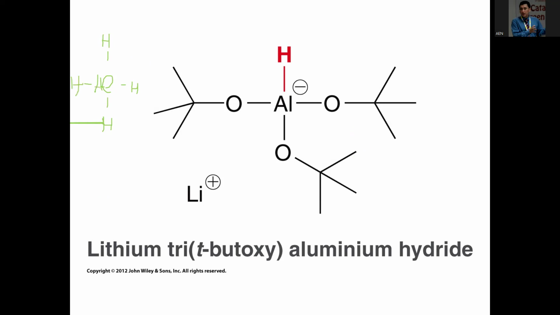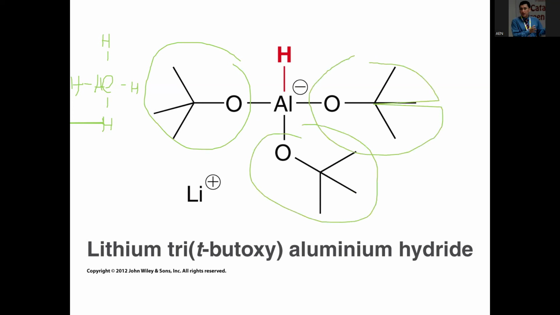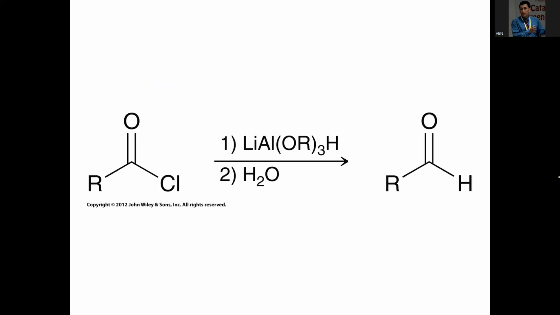This is aluminum, Al. So here, instead of making 4 hydrides available in LAH, they replace each of those with these tert-butoxides. So lithium tri-tert-butoxy aluminum hydride. Because LAH is lithium aluminum hydride, they make it weaker with lithium tri-tert-butoxy aluminum hydride. Now if you use that reagent, instead of a primary alcohol, you will make an aldehyde.